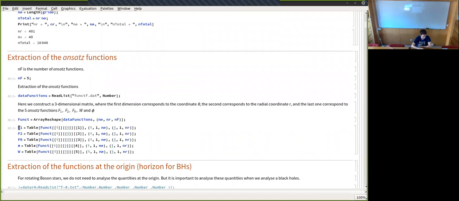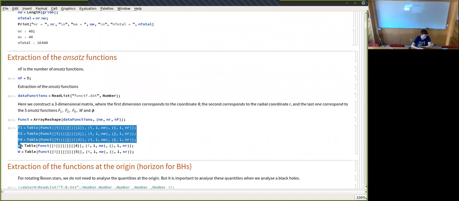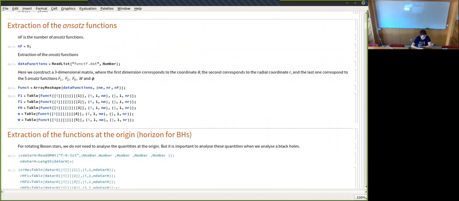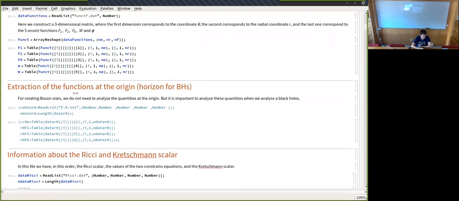So here we have f1, f2, f0, phi, and w. Here I also have a part for the origin, or for the horizon in the case of black holes. Here it's not needed, but for the case of black holes you may need this. For example, if you want to compute the Hawking temperature or the horizon area, you will need information on the horizon, so you need this part here. Since we are talking about boson stars, you don't need that.